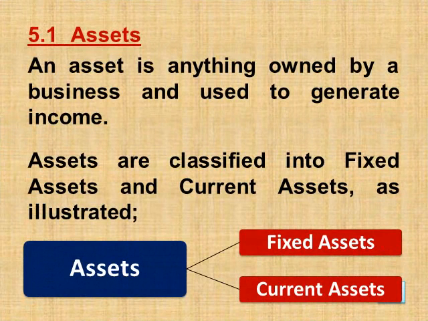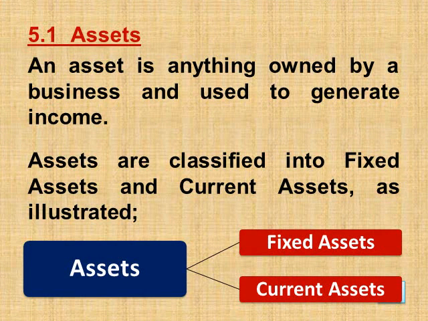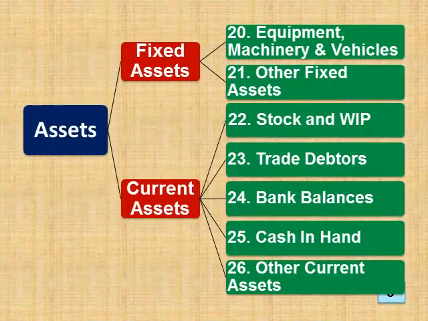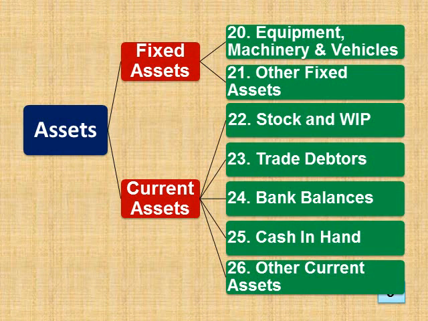Section 5.1. Assets. An asset is anything owned by a business and used to generate income. Assets are classified into fixed assets and current assets, as illustrated here. This slide shows the subclassifications of fixed and current assets, and the different groups of accounts in each.